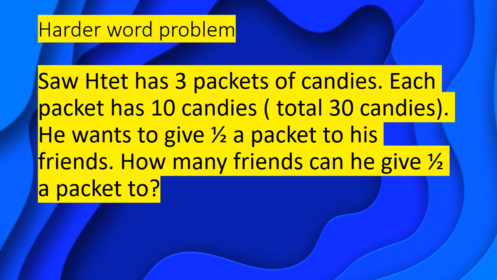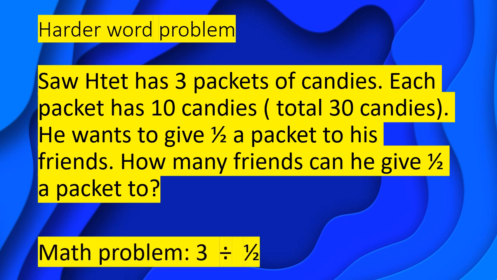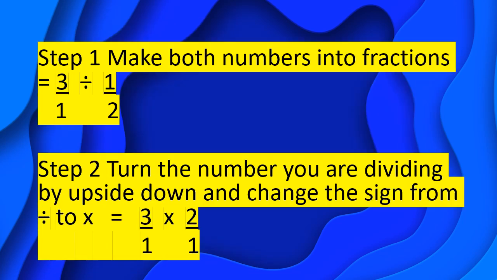So the first problem is to convert this out of a story into a math problem. So he has 3 packets and he wants to give half a packet to his friends. So the math problem is 3 divided by half. So step 1, you make both numbers into fractions. So we have 3 by 1, which was 3, and we have 1 by 2. 3 by 1 divided by 1 by 2.